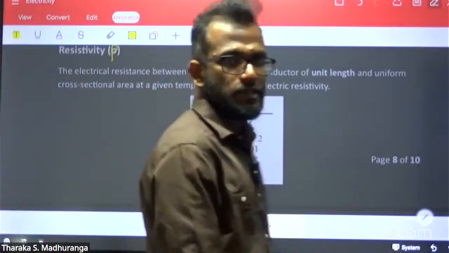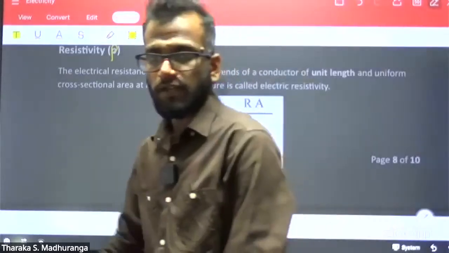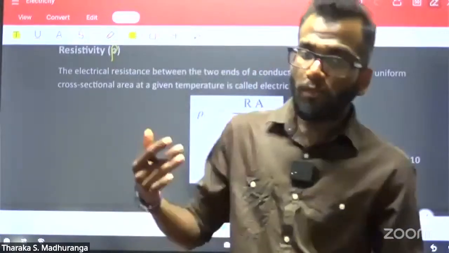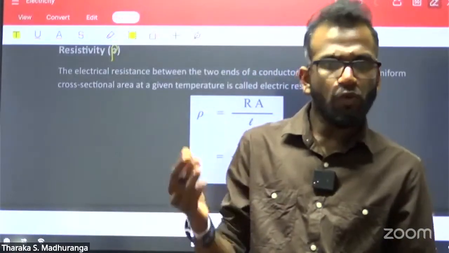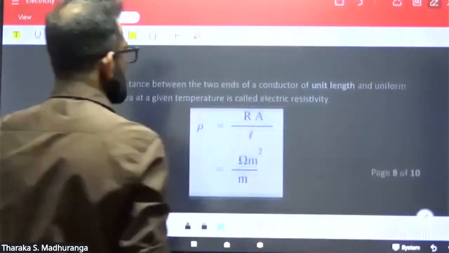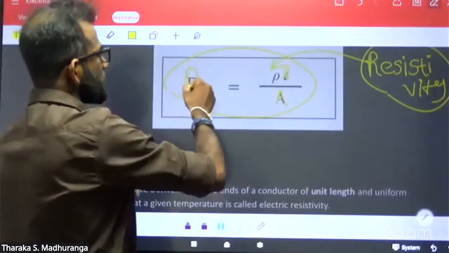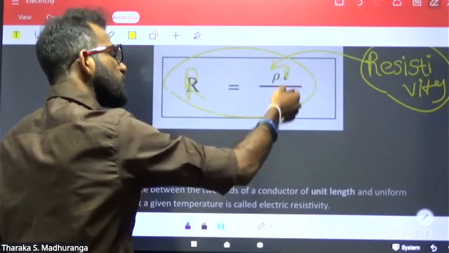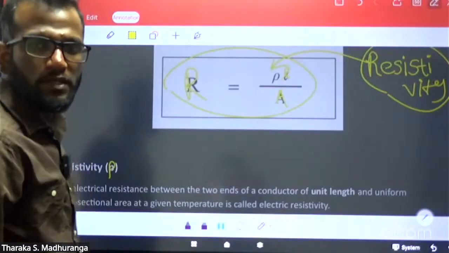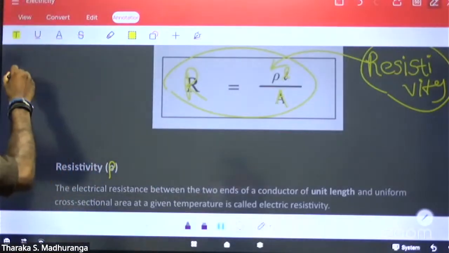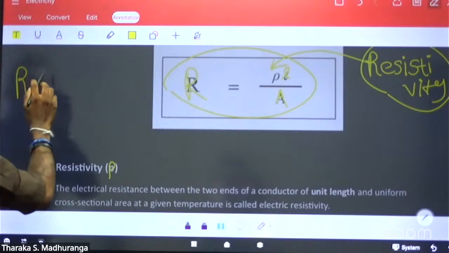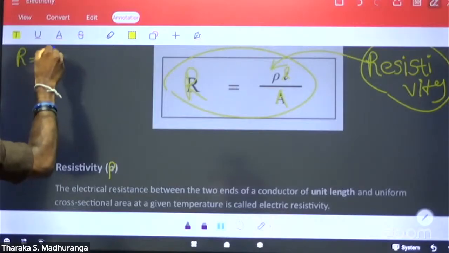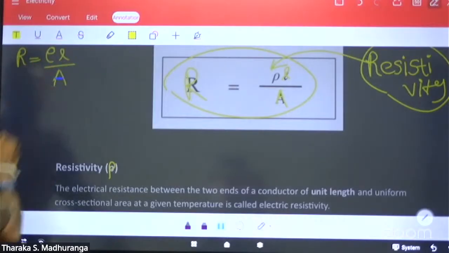Okay, quickly complete this. Then the resistivity: R equals rho L over A, this is the equation. Understand these factors: R is the resistance, rho is the resistivity, L is the length of the conductor, A is the cross-section area of the conductor. Very simple equation.